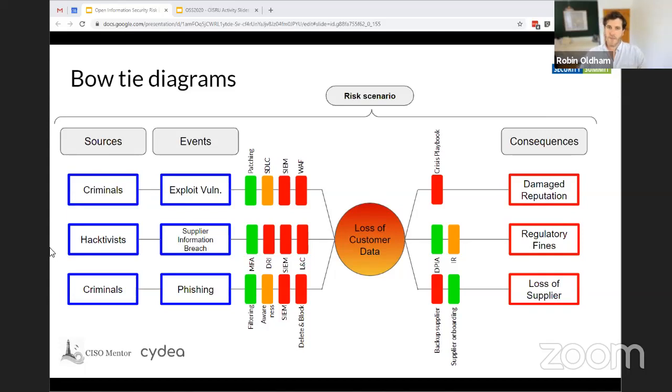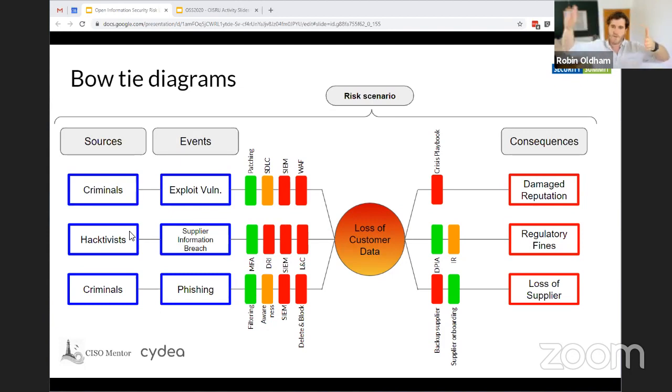Yeah, so that's a bit of a whistle-stop tour around bow tie diagrams. Like I say, it also reminds you that you can have multiple of these things together. We've split these out, but criminals obviously are responsible for 2 of those, and you can see all of your different sources, how they map to different events.